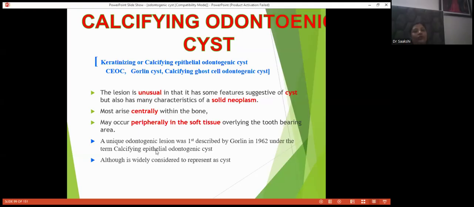A unique odontogenic lesion was first described by Gorlin in 1962 under the term calcifying epithelial odontogenic cyst. That is why we call it COC, and that is why we sometimes also call it Gorlin cyst, because Gorlin was the person who described this cyst first. Although it is widely considered to represent a cyst.